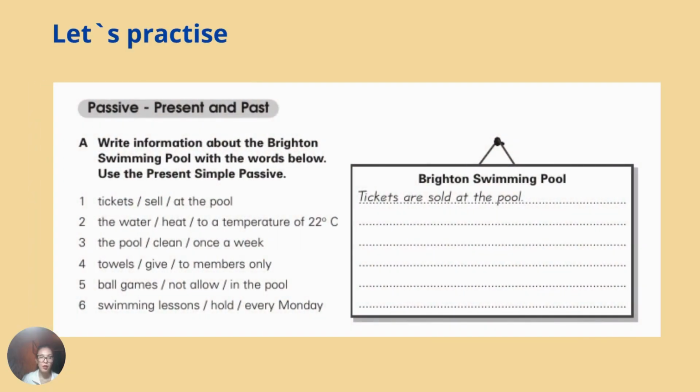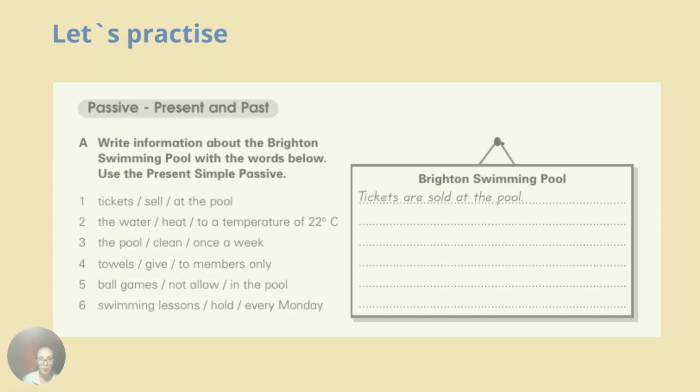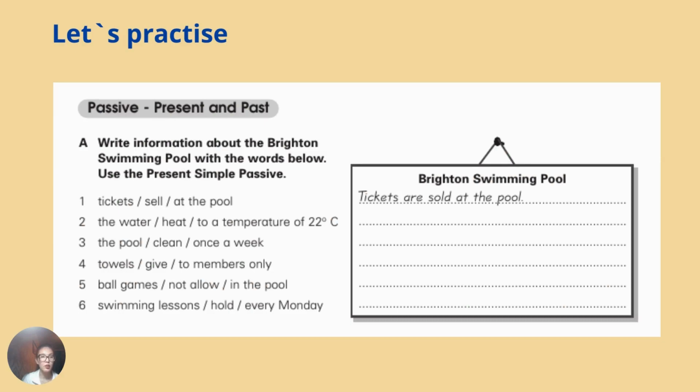Okay. Now let's practice. Here we should write information about the Brighton swimming pool with the words below. Use present passive. Here's the label, and you see the words tickets, sell, at the pool. First of all, we should find the object. The object here is tickets, and we put tickets here. After tickets, we should put the form of to be.